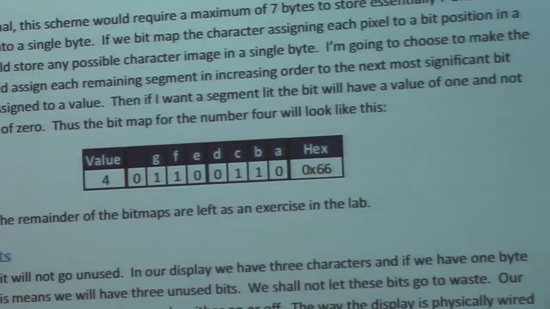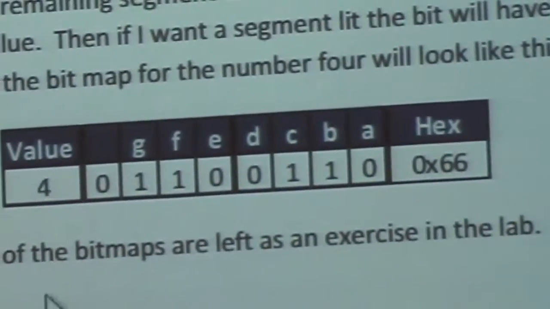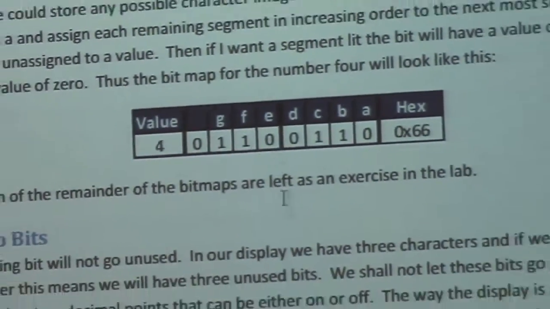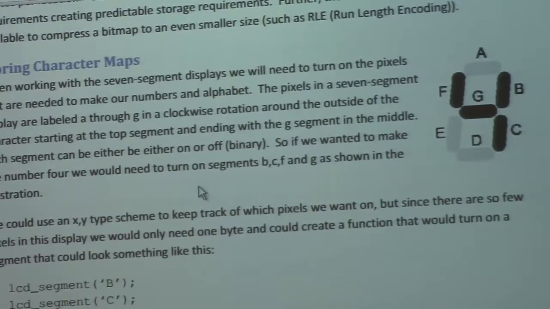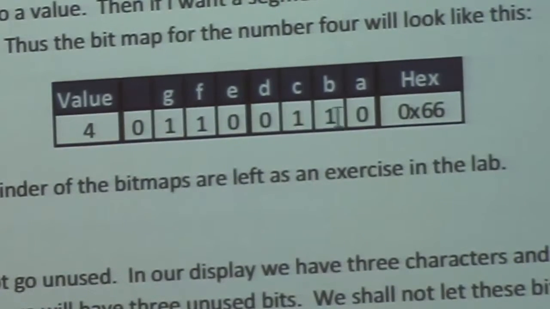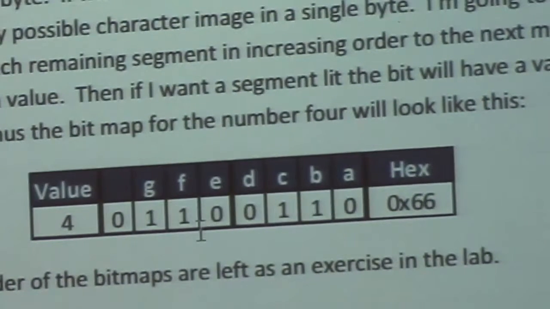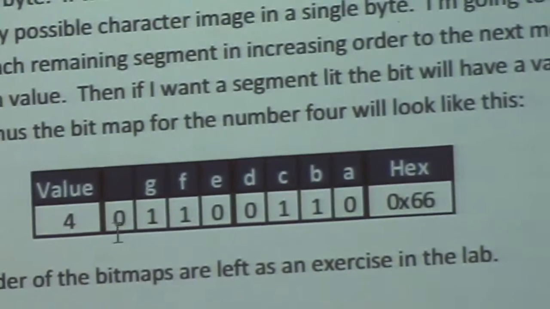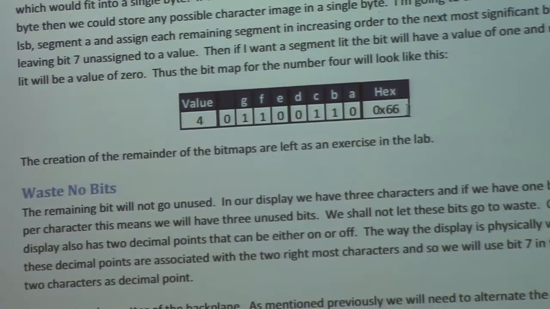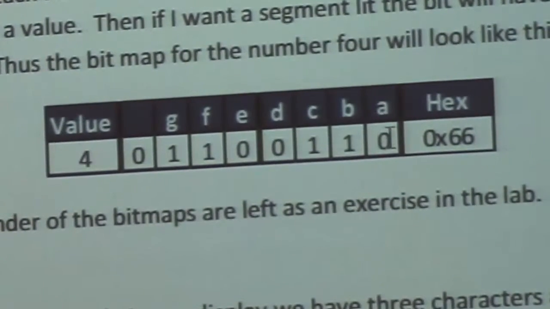And the way the table is going to work is like this. So if we have the number 4, and we want to turn on the segments B, C, G, and F, what we're going to do is in the B, C, F, and G positions, we're going to put the number 1, and in the other positions, we're going to put a 0. So 1 is going to represent segment on, 0 is going to represent segment off. And then we're going to convert this value to hexadecimal, which is 66.